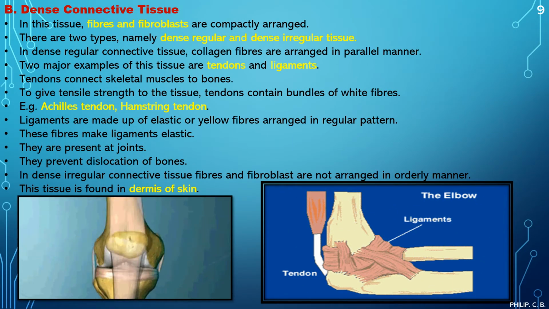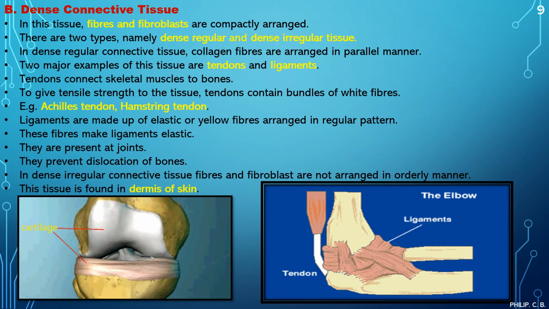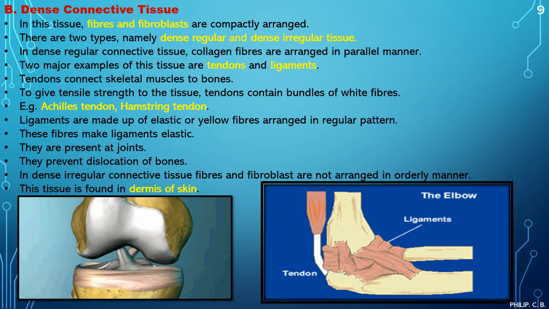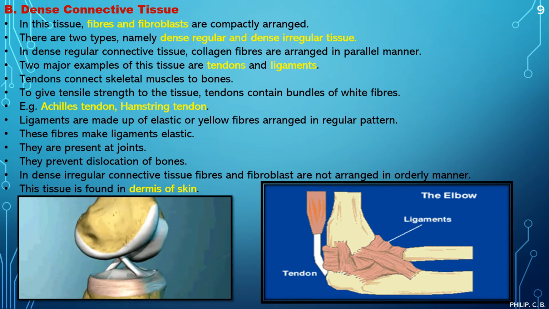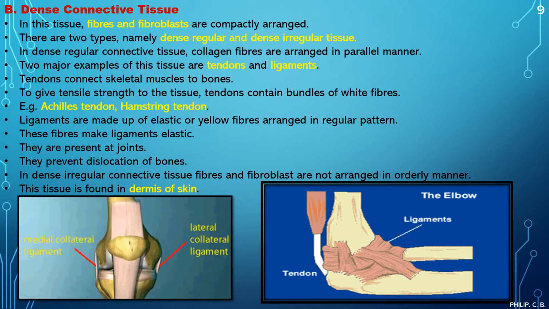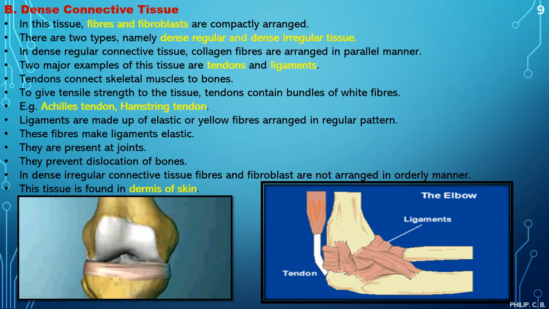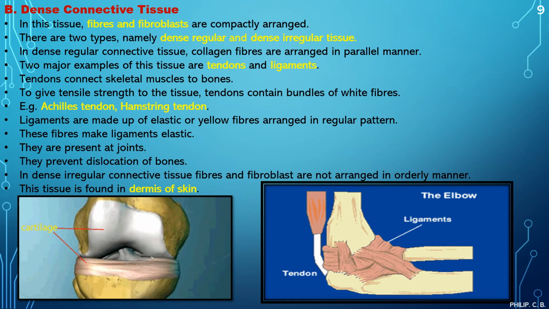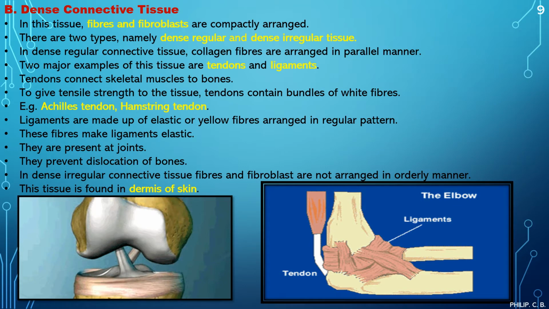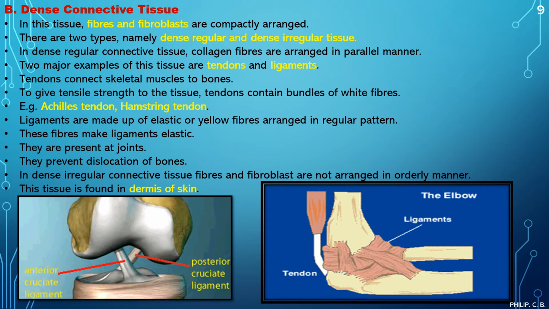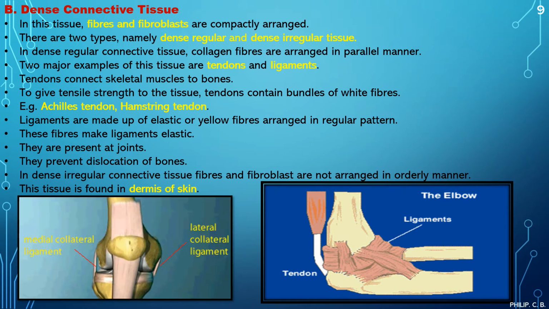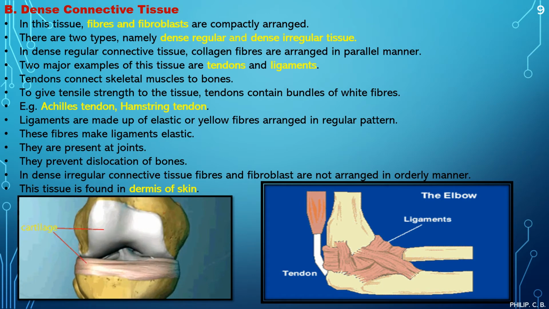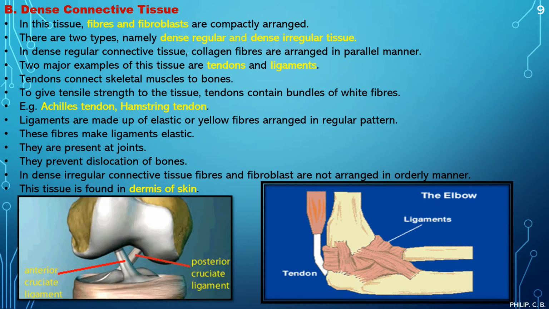Further, coming to the next part, dense connective tissue. As the name dense means, the fibers and different cells are compactly arranged. So in this tissue, fibers and fibroblasts are compactly arranged. There are two types, namely dense regular and dense irregular, meaning they are evenly or unevenly arranged. In dense regular connective tissue, collagen fibers are arranged in a parallel manner. Two major examples of these tissues are tendons and ligaments. Just now in the previous slide I showed you one example, the Achilles tendon.